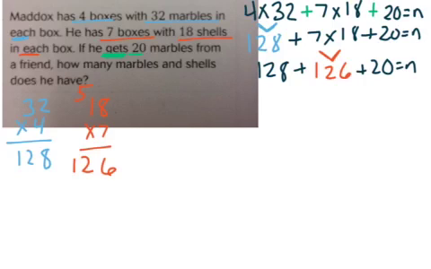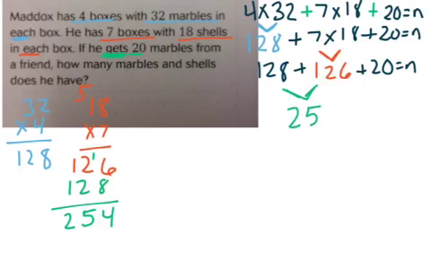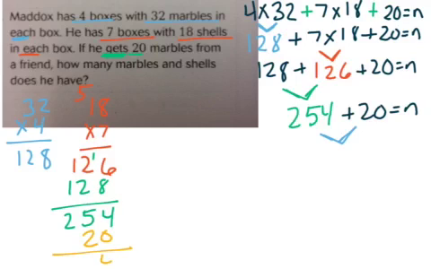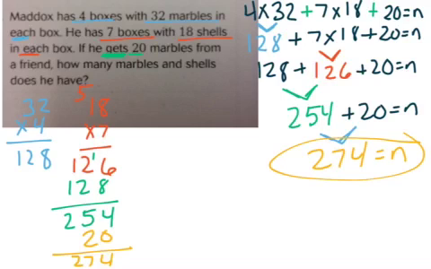Okay, my next step is for me to add. So I'm going to add those two numbers together. 6 plus 8 is 14. 2 plus 2 is 4, plus 1 is 5, and 1 plus 1 is 2. And now I have to bring the rest of my problem down. Plus 20 equals n. And my final step is to add my final numbers together. So I'm adding 20 more, and I get 4 and 7, and that 2. I have 274 is equal to n. And that's my final answer.